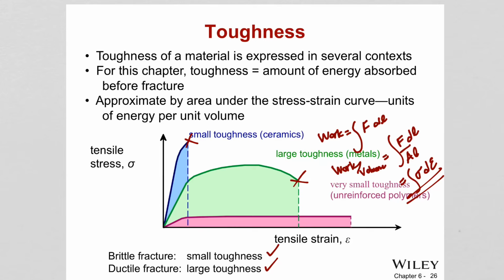In some applications, you want the material to be tough. You want it to absorb as much energy as possible before it fails, such as a car bumper, for example, right? It should absorb all the impact energy.